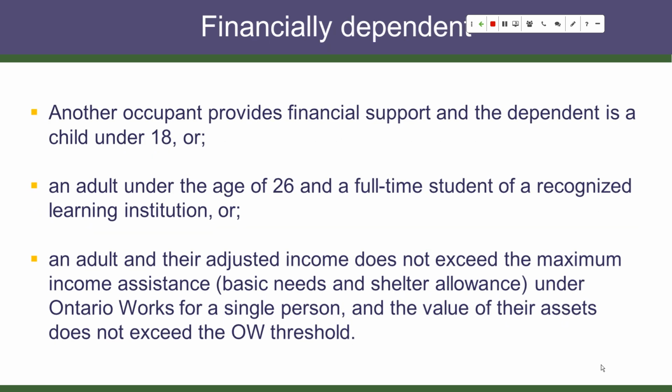When we talk about financial dependence, it would be another occupant living in the household who provides financial support to a dependent, and the dependent is a child under the age of 18. It also could be an adult child under the age of 26 who is enrolled in a full-time post-secondary recognized institution, could be college, could be university. It could also be an adult child whose adjusted income does not exceed the maximum income assistance under Ontario Works for a single person, and the value of their assets does not exceed the Ontario Works threshold.